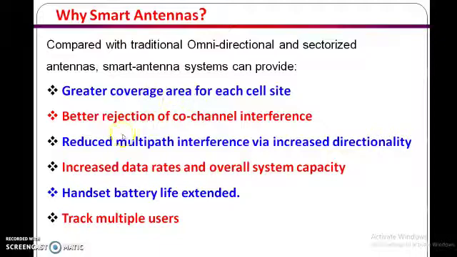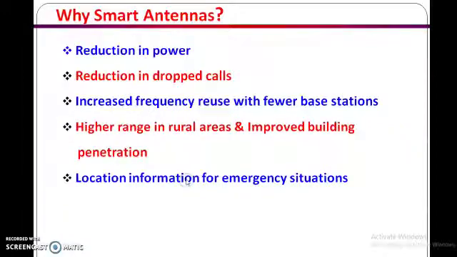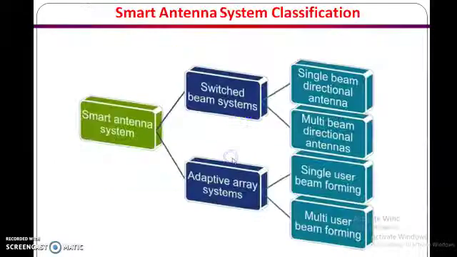Greater coverage area, we get better rejection of co-channel interference, reduced multipath interference, increased data rate and overall system capacity, extended handset battery life, tracking of multiple users, reduction in power, reduction in dropped calls, increased frequency reuse with fewer base stations, and location information in case of emergency situations.